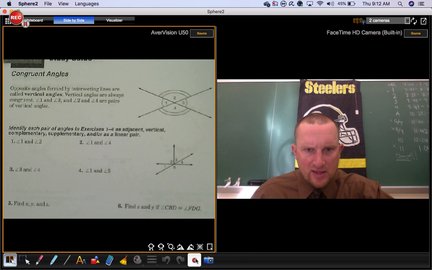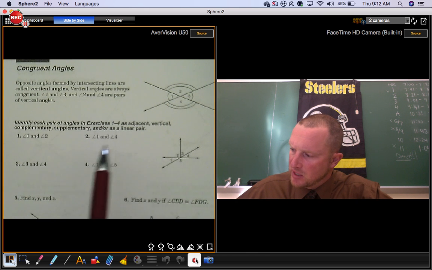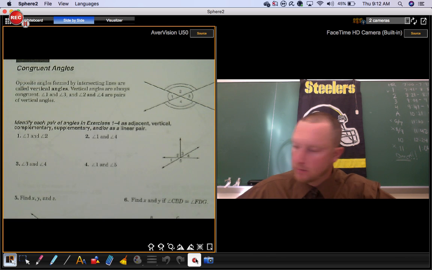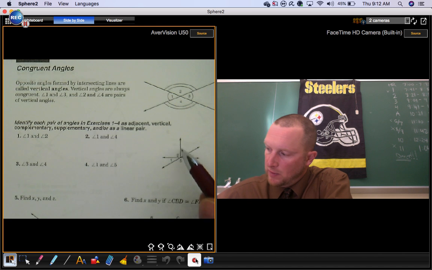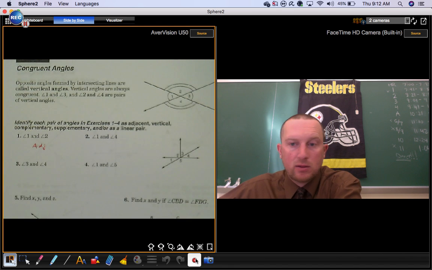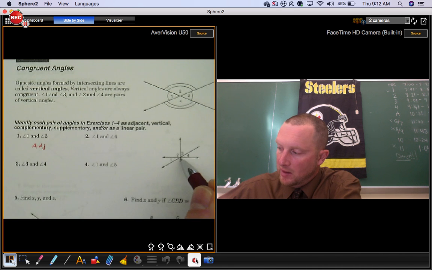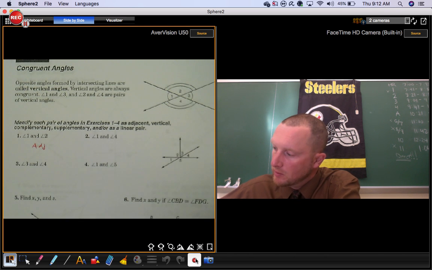So we're going to look at this diagram down here, and we're going to identify our angles as adjacent, vertical, complementary, supplementary, or a linear pair. Here's angle 1 and angle 2. If it helps you to redraw those two angles, you can see that they're definitely adjacent, but they don't make a line. Their non-shared sides do not make a line. So they're not supplementary. They're not a linear pair.